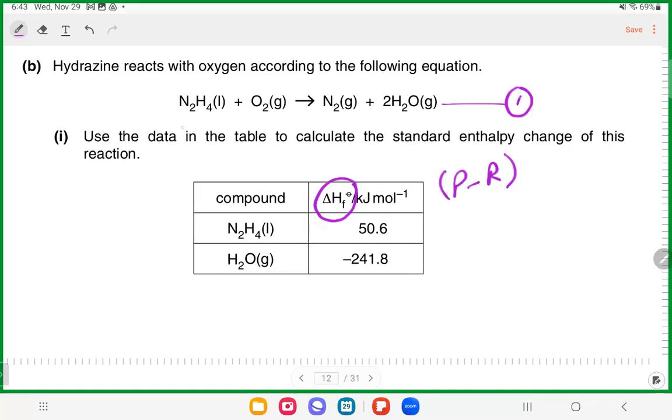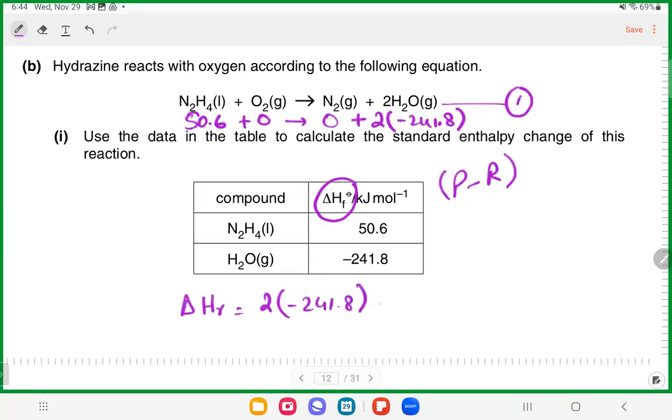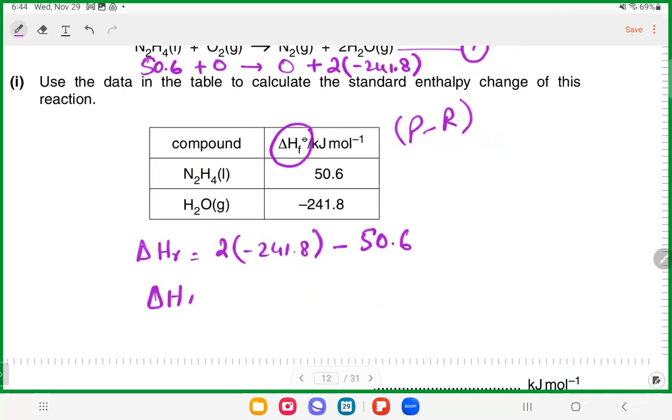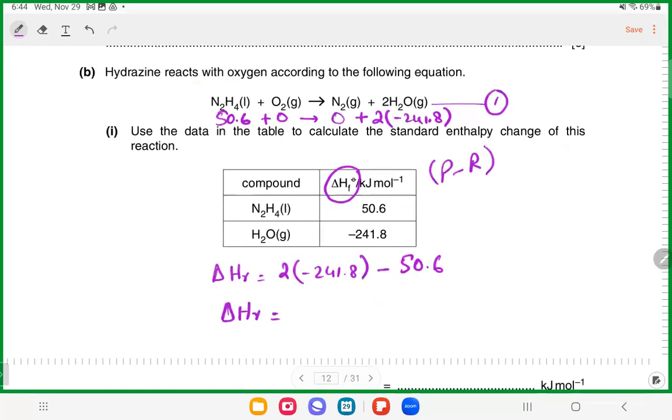So the value of hydrazine is 50.6 plus oxygen is 0, forming nitrogen 0 plus 2 times of minus 241.8. So delta HR, which is product, 2 times of minus 241.8, product minus reactant, which is 50.6. So the answer should be negative. And what should be the answer? Minus 534.2, 534.6, 534 kilojoules per mole.